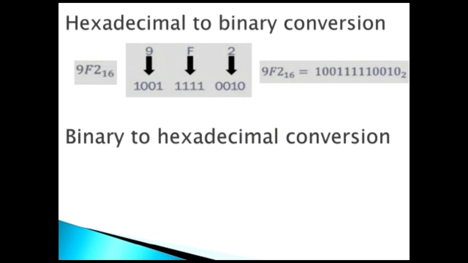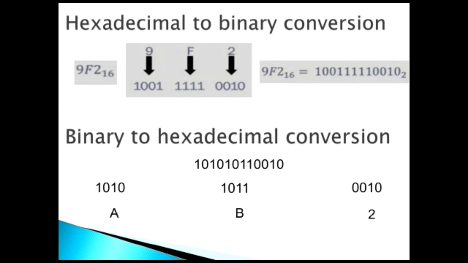Now let us see binary to hexadecimal conversion. Suppose this is an example. In this case we will make the group of 4 digits and each group is assigned according to their hexadecimal position, and this is the representation of binary form of 101011001010 into a hexadecimal conversion, that is AB2.